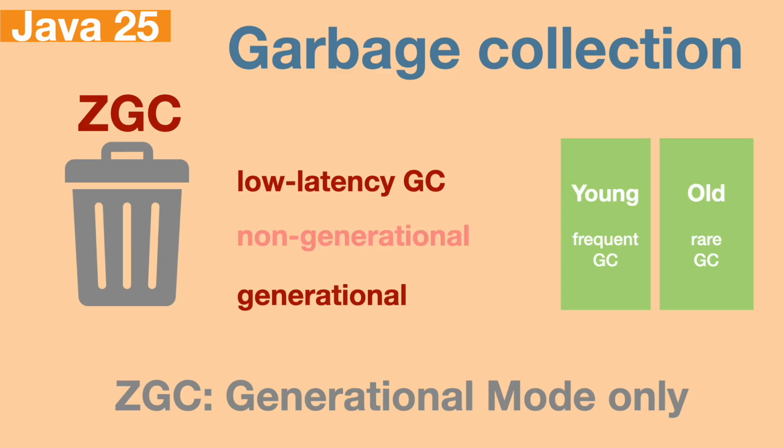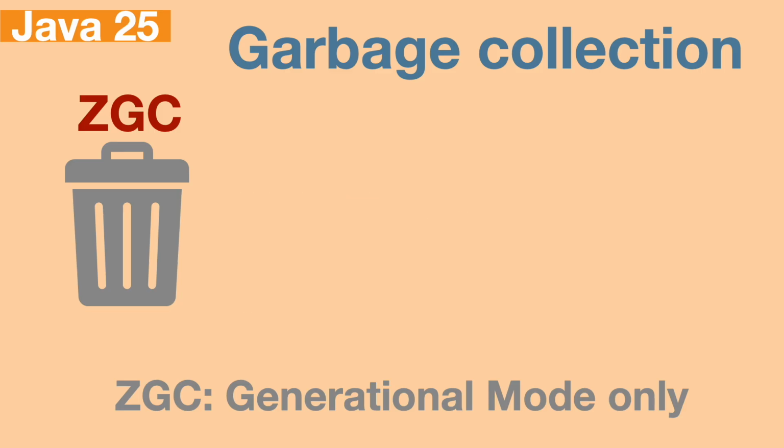Generational ZGC splits the heap into two logical generations. The young generation is for recently allocated objects, while the old generation is for long-lived objects. In Java 25, only generational mode is available. Generational ZGC shows significant throughput improvement. It allows it to reclaim memory more efficiently, not needing to consider the whole heap for every garbage collection. The effect is that less CPU resources are spent doing garbage collection work.